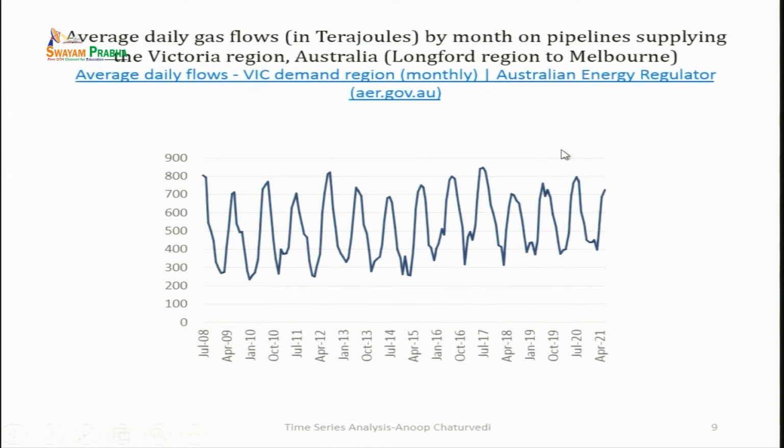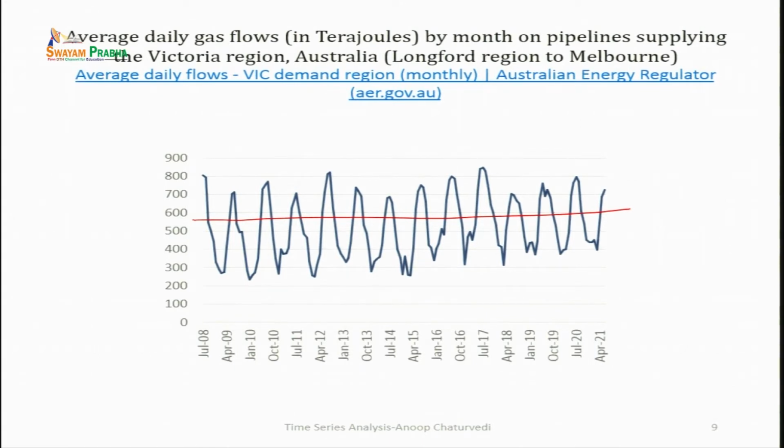This graph shows you the average daily gas flow in terajoules by month on pipelines supplying the Victoria region of Australia. Now, average daily flows are given against different months. So, this is actually monthly data. By looking at the graph, you observe no trend, no increasing or decreasing pattern, but you observe a periodic movement.